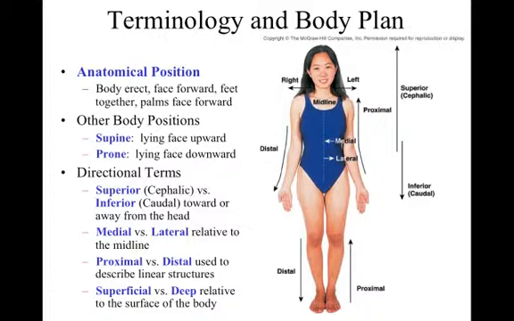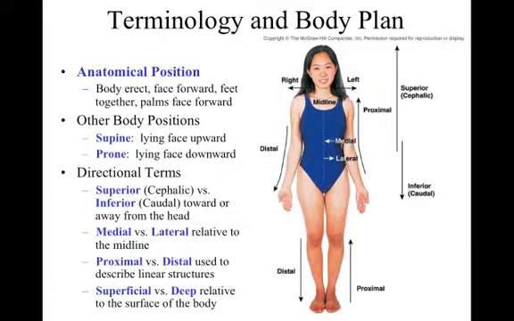Medial versus lateral is relative to the midline. If you're getting closer to the midline, you're medial. Lateral will be away from the midline. So the humerus would be lateral to the sternum. Your humerus is right here in your arm, and your sternum is your breastbone, so your humerus is lateral to the sternum. Or you could say the sternum is medial to the humerus. Depending on the order that you have the body parts, you can have either of those directional terms.